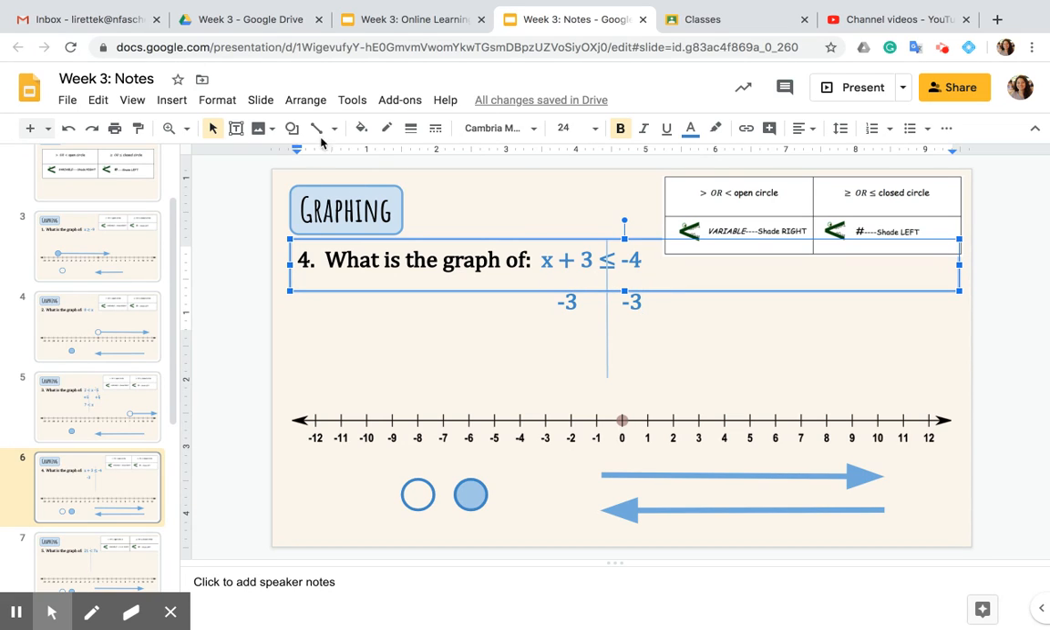Minus 3. These are opposites. They're going to cancel. So I'm left with x. And then I bring down my inequality symbol, which is a less than or equal to sign. To put that bar underneath, I'll actually keep going first. I want to get my answer over here before I do this. Basically, you're just going to put an underline underneath it.